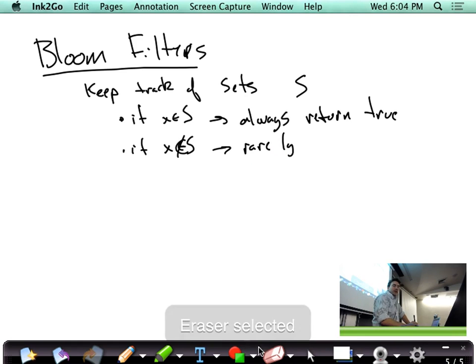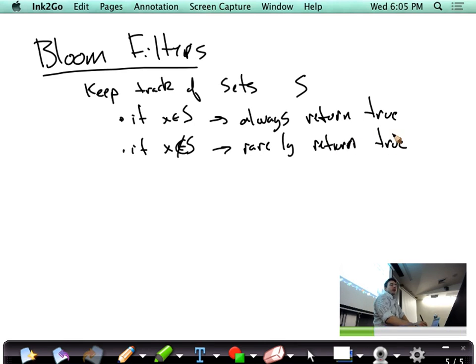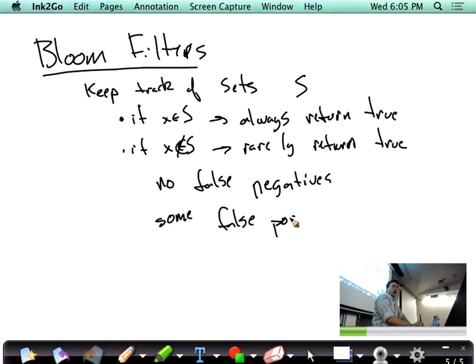It will rarely return true, so it'll usually return false. That means it'll have no false negatives. If you want to say something is in there, and it is in there, it'll always tell you correctly. It's going to have some false positives. So it'll sometimes say something's in the set when it's not there.